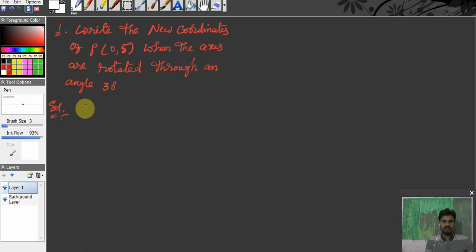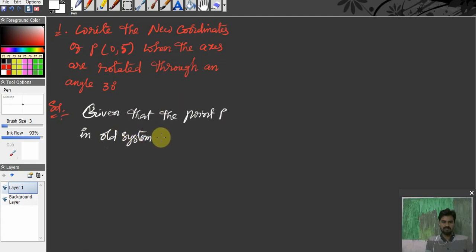So now write what is given: the point P in the world system, which means the original system, is (0, 5). How do we take the world system point here? In terms of small letters.